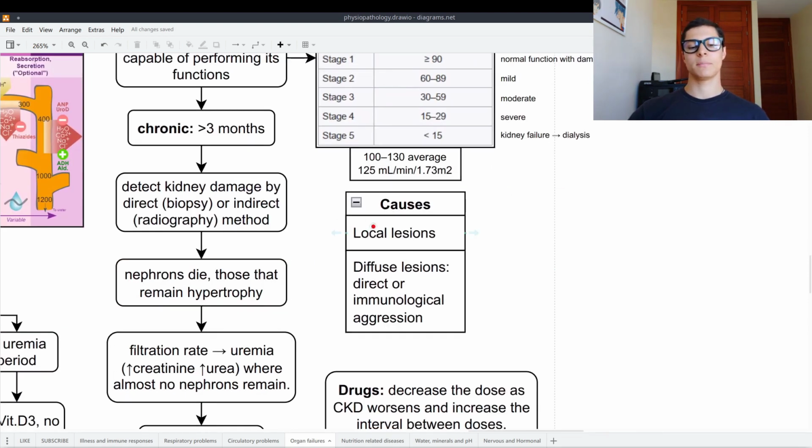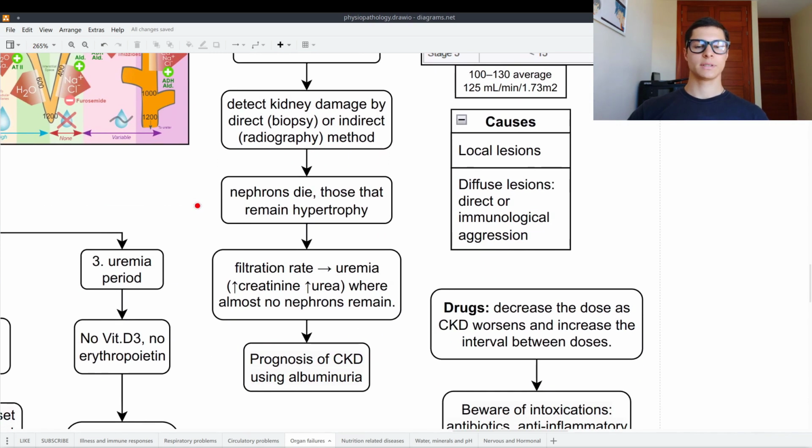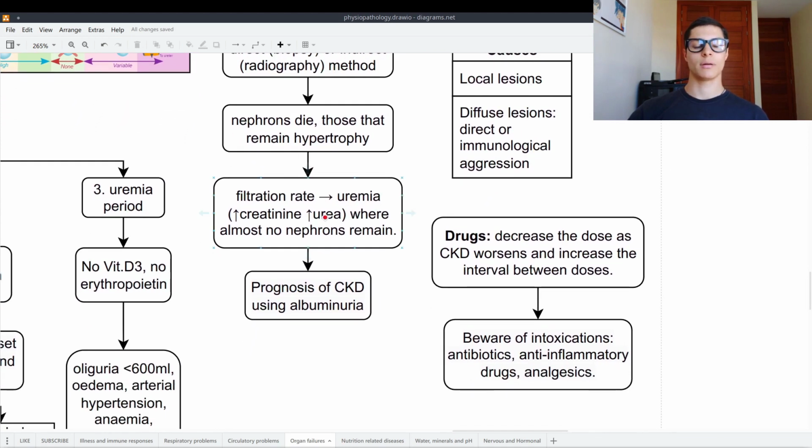The causes can be local lesions or diffuse lesions, direct or immunological aggression. We have to detect the kidney damage by direct method using a biopsy or indirect using a radiography, for example. What happens here is that the nephrons die, and those that remain hypertrophy, they get bigger to try to compensate. Filtration rate lowers, creates uremia, high creatinine and high urea, where almost no nephrons remain.